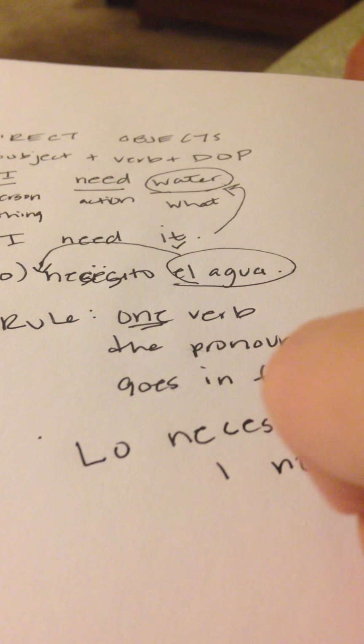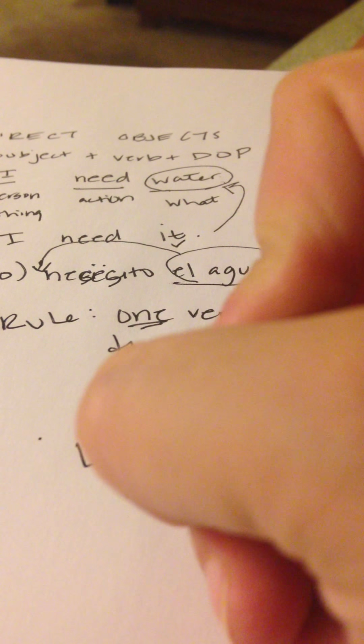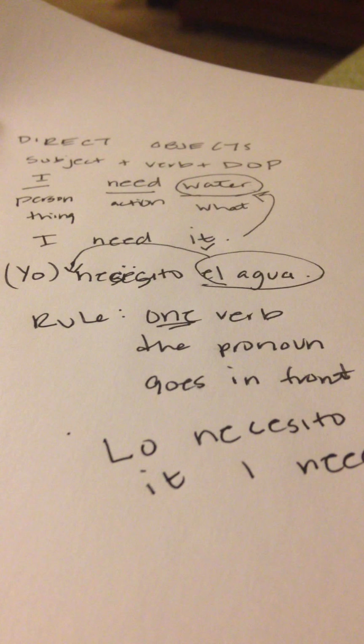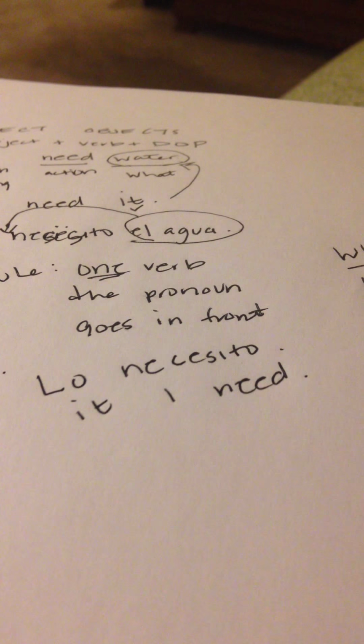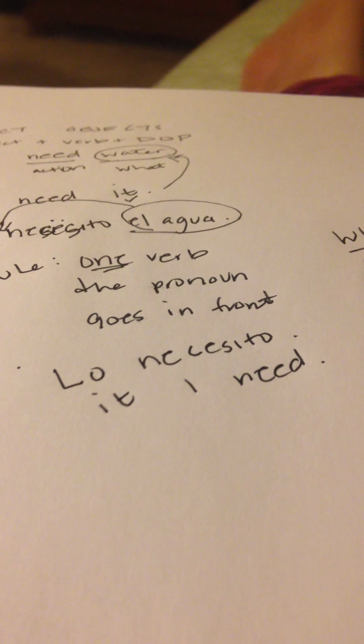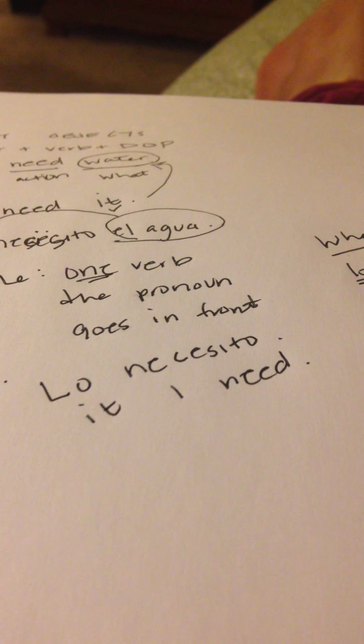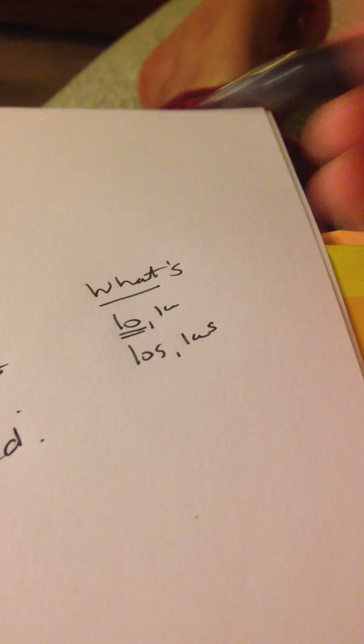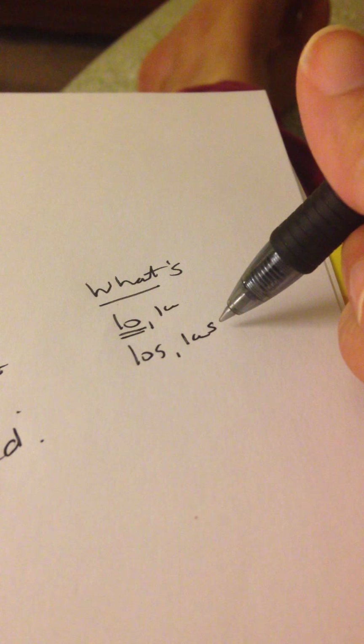Alright, lo necesito. So that is how we make I need it. So you're saying it, I need. And I know it sounds really funny, but we're used to Spanish being backwards compared to English. So it is what it is. Okay, so back to this chart. We know that the what's are lo, la, los, and las.